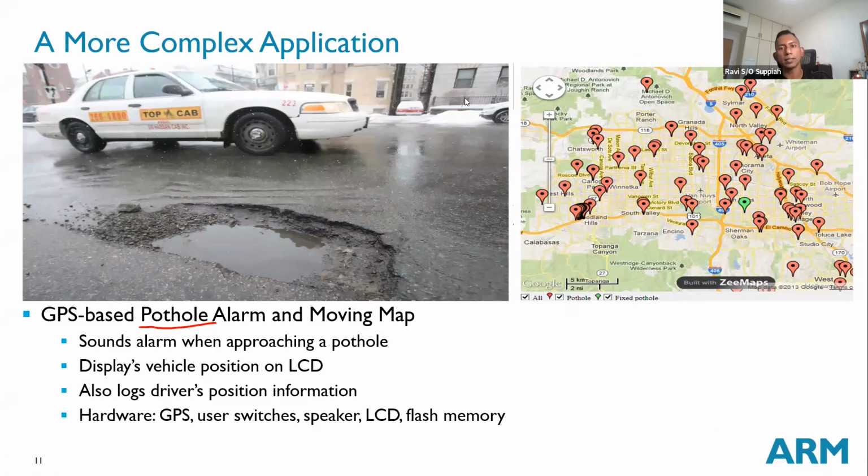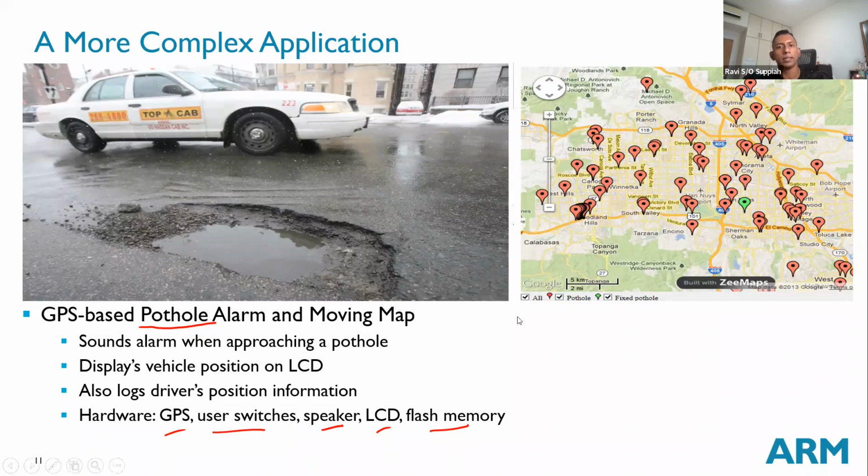Now, if I look at this system, what are the things you need? You need a GPS, you need switches, you need a speaker, you need some user interface, you need memory, and so on. So how do I manage all of this? This is of course a more complex system compared to what we saw with the bike rotation sensor.